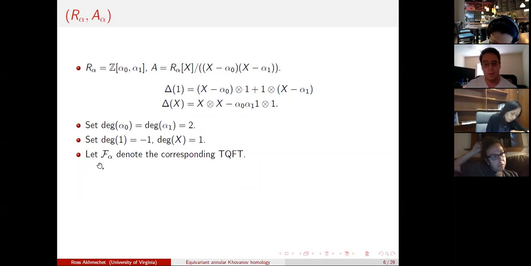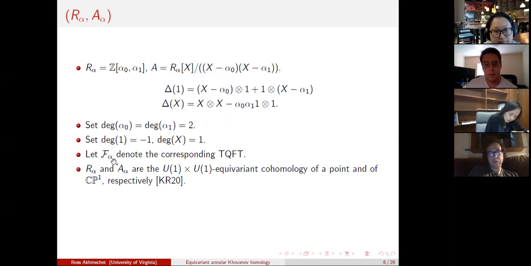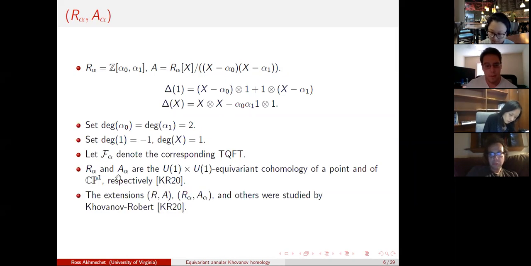Here I'll give this TQFT a name, we'll call it F alpha. We had F for the usual non-equivariant theory, and here I'll call this F alpha. In this case, it should be R alpha and A alpha. These are the U1 cross U1 equivariant cohomology of a point and CP1. U1 cross U1 sits in U2. These extensions and some others were studied in a paper from this year, and a lot of what I say is taken out of this paper.